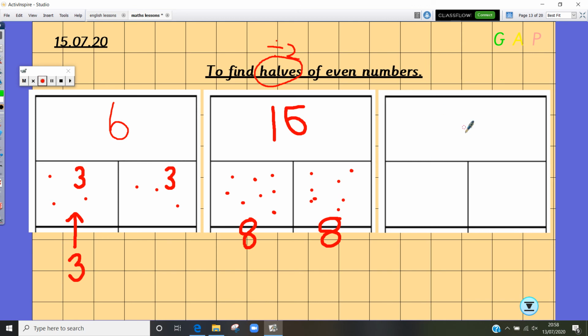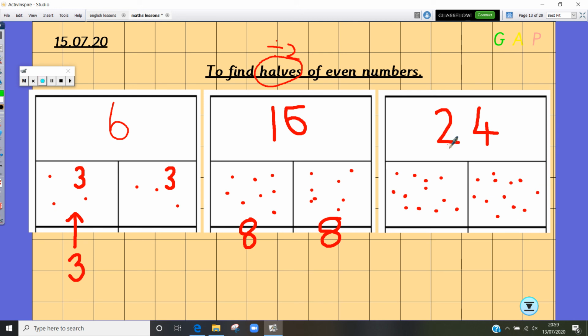Okay, well done, everyone. So pause the video now and see if you can find half of 24 for me. Have a go, come back and see if you've got the right answer. Okay, welcome back, Bumblebees. So we've got 24 to share. Are we ready? 1, 2, 3, 4, 5, 6, 7, 8, 9, 10, 11, 12, 13, 14, 15, 16, 17, 18, 19, 20, 21, 22, 23, 24.